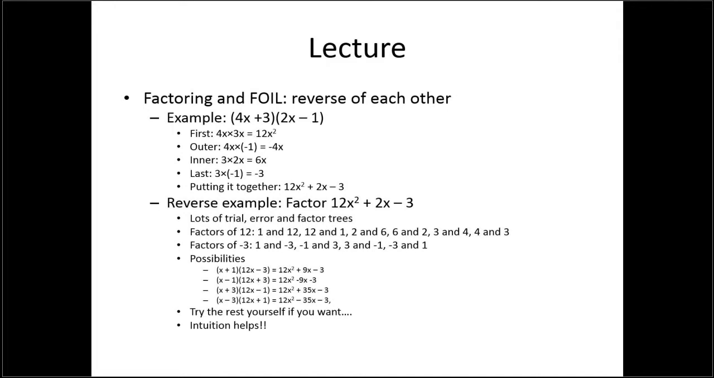And if you want to break down FOIL in reverse, that's called factoring. And as you can see here, if you wanted to go from 12x squared plus 2x minus 3 down to the simplest terms, what you need to do is break down whatever's in front of the x squared and whatever is the last term using factor trees.